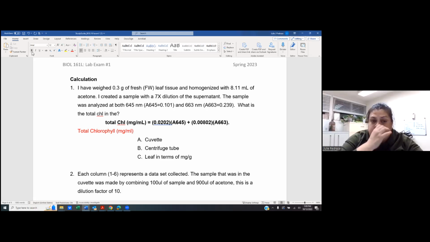Make sure you guys have the units right, okay? This is the constant, so this always stays the same. And 645 is 101. This is also a constant.